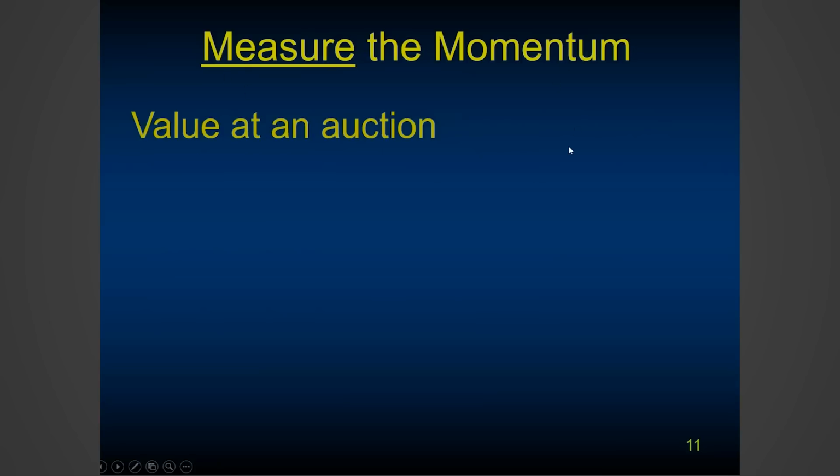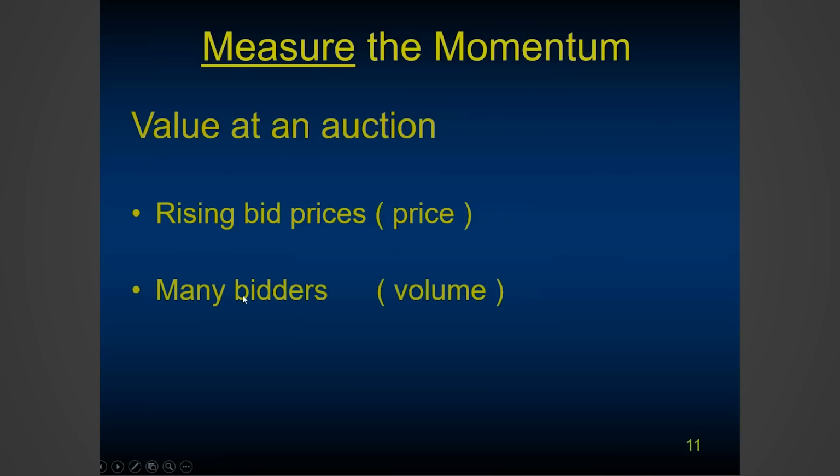So how do we measure this momentum at the auction? You know, at an auction, value is everything. We want to make sure that whatever we're bidding on has a real value. And is that value going to appreciate in the future, or is it going to depreciate? Isn't that what it's all about at the end of the day? So rising bid prices, the price, that speaks to something good about the value of what we're looking at. And if there are many bidders, again, volume. It's always price and volume. It's all about risk, though, when you think about it.